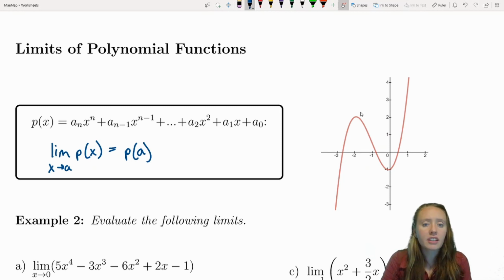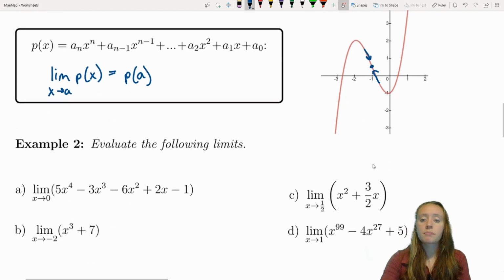So you can see here, like if we were to approach, let's say -1, coming from the left and coming from the right are going to be the same thing, so that limit will indeed exist, and it happens to be whatever value I get when I plug in a for my function. So let's go ahead and evaluate these following limits.